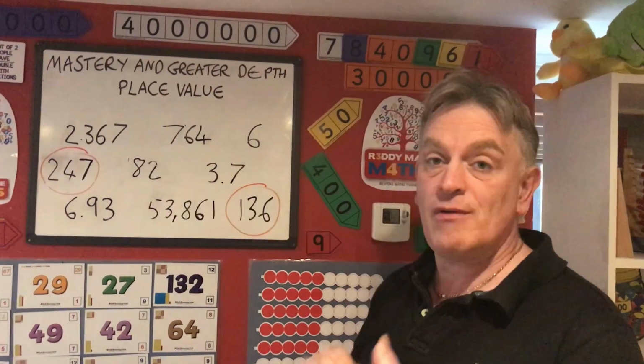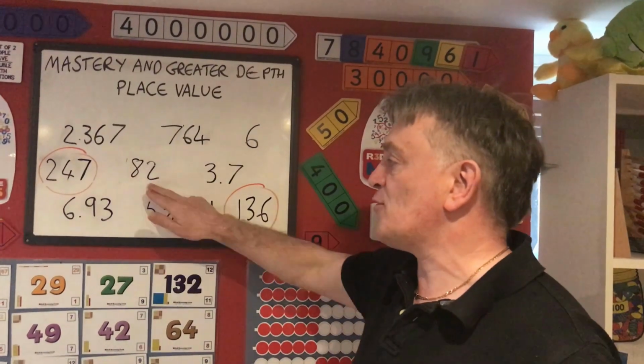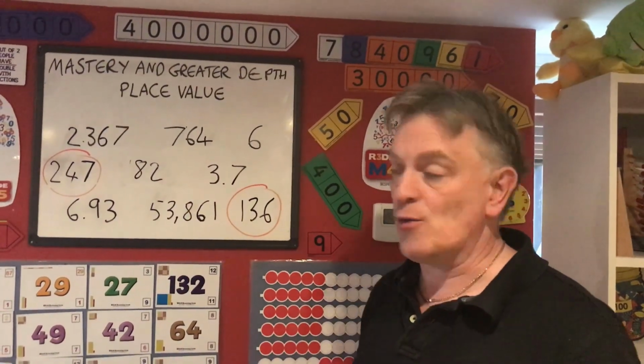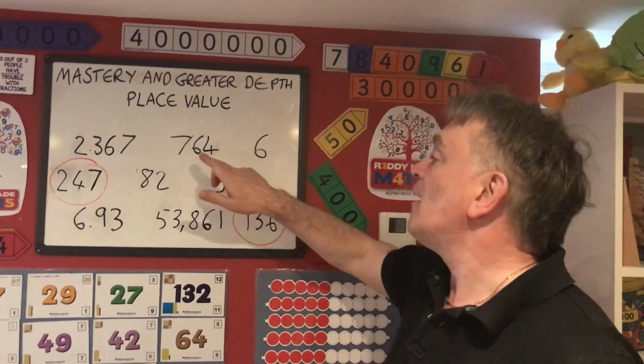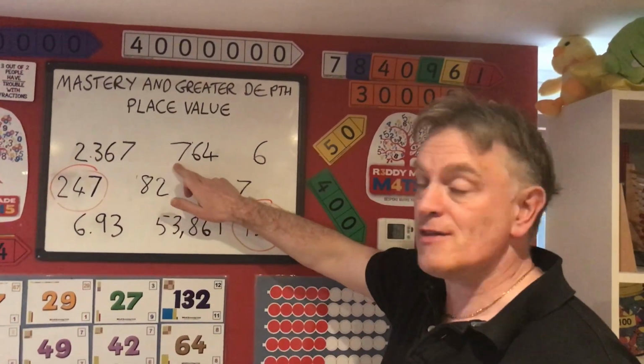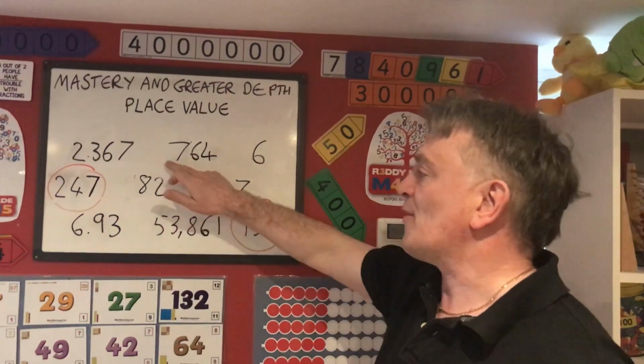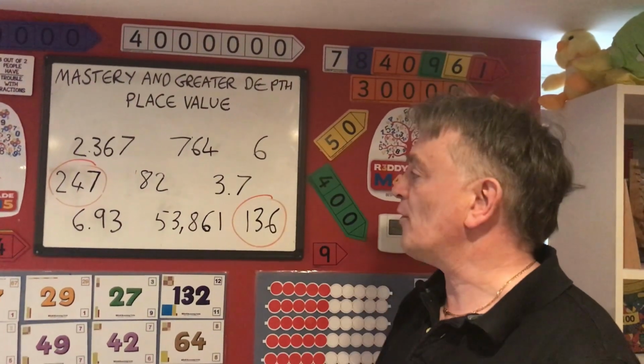Again, 82, pretty simple that one. It is 8 tens and 2 ones, but also 82 ones. 764, 76 tens and 4 ones. 7 hundreds and 64 ones, or 764 ones.